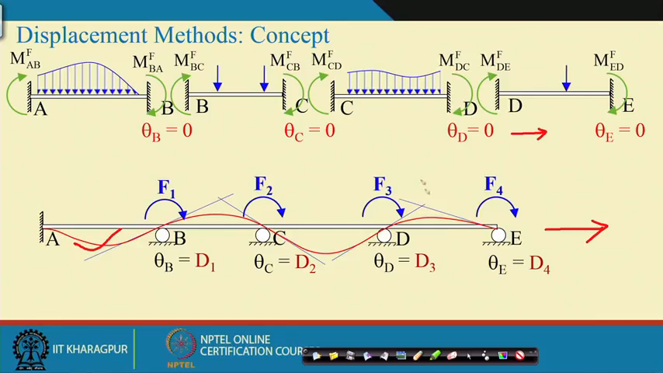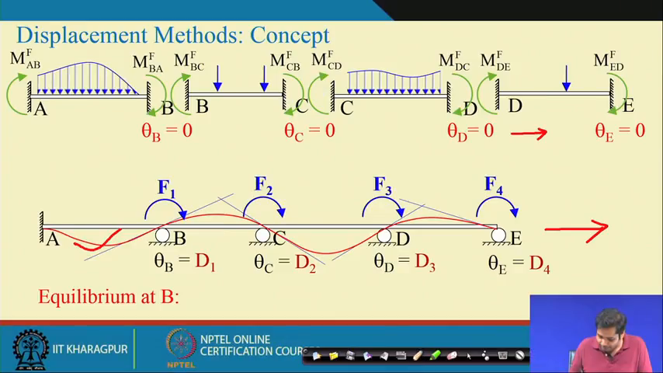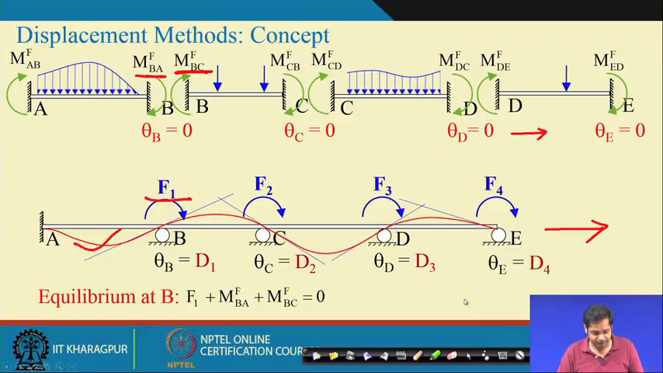Now, what is the equilibrium at various joints? Here, the equilibrium at B is, you see, the total moment at B is this plus this plus this, F1 plus this, isn't it? And in the actual structure there was no external moment, therefore this plus this should be equal to 0. That is the equilibrium condition. So F1 plus fixed end moment BA, fixed end moment BC should be equal to 0. Similarly, we can apply equilibrium equations at all other joints. So this gives us F1 is equal to this.